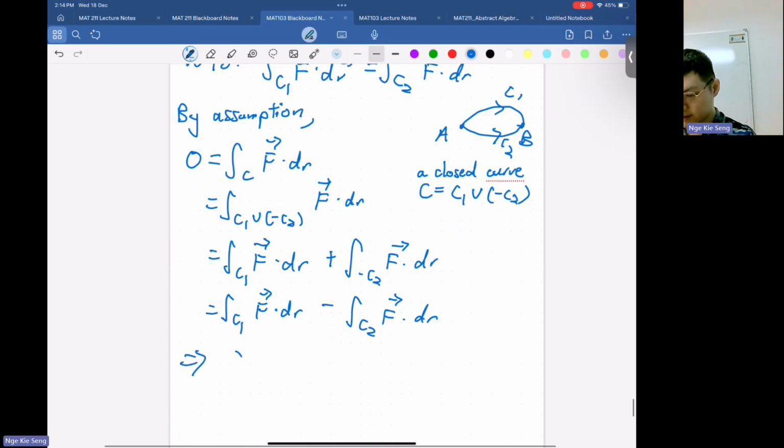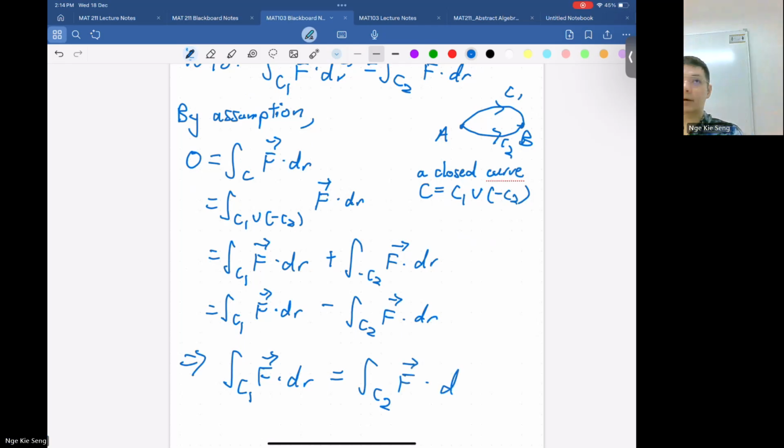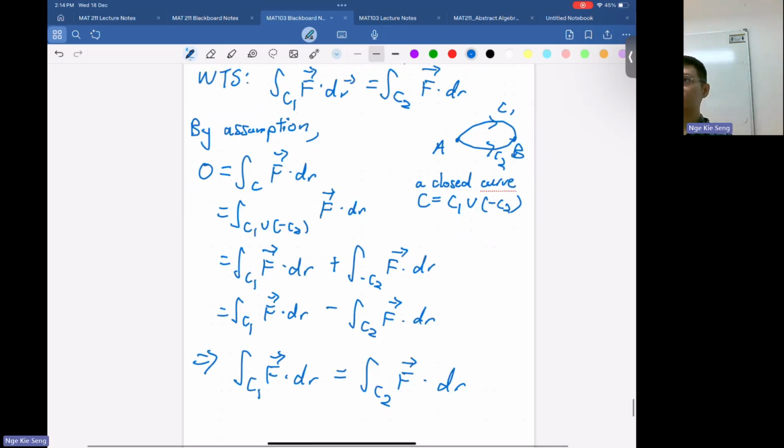So this implies that the integration over C1 is equal to the integration over C2. Okay. So basically the idea involved here is I give you path, how do you produce loop for me? And I give you loops, how do you produce path for me? That's all. And then all the other thing is just a property of line integral. Okay. So far so good.